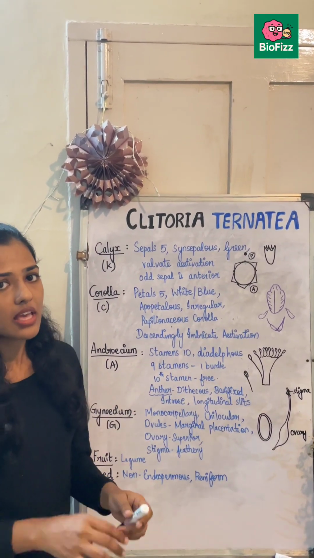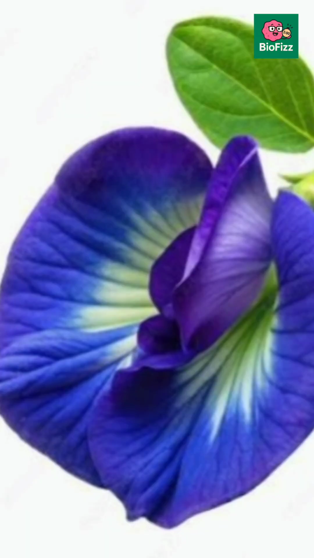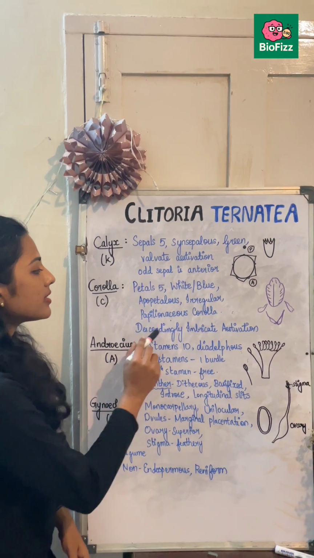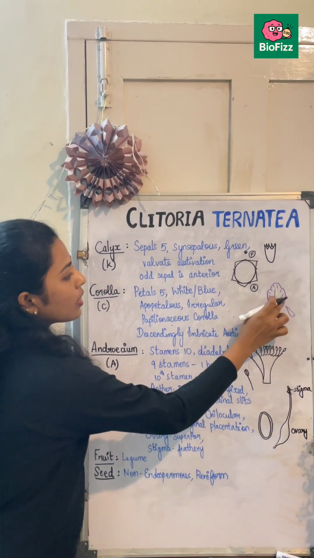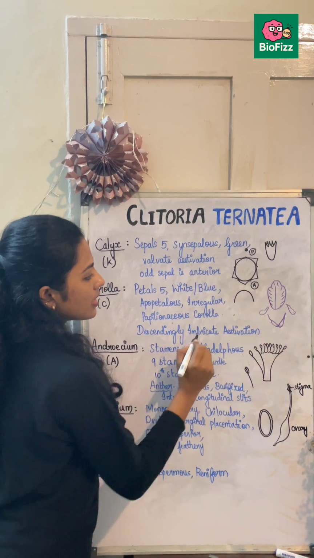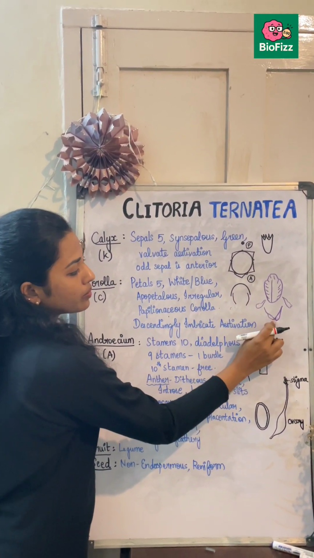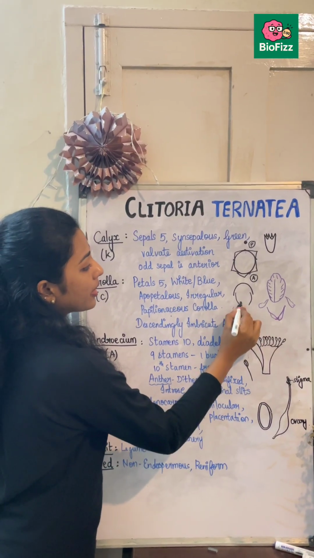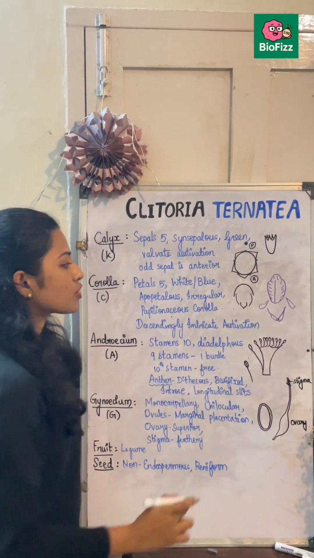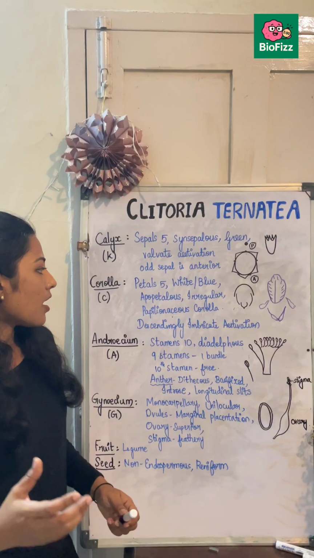Papilionaceous corolla because the corolla looks like a butterfly. Papilionaceous means butterfly. And descendingly imbricate aestivation. See, the bigger standard petal goes like this, and the wing petal starts from here, and the anterior keel petal will overlap like this. So this condition is called descendingly imbricate aestivation.